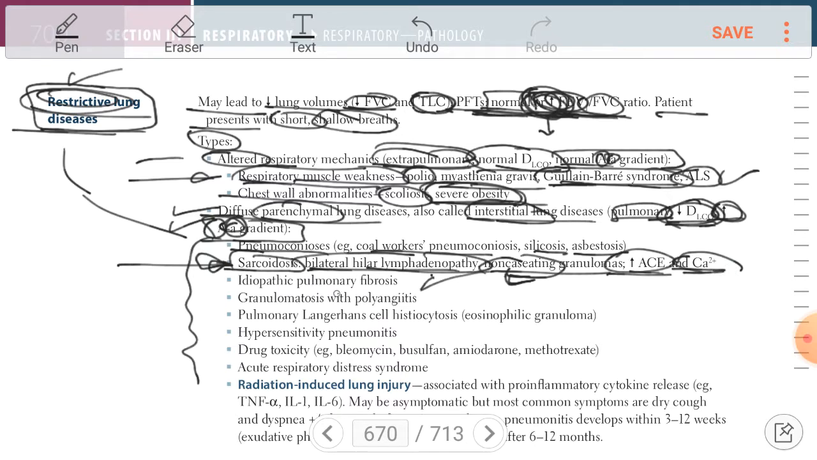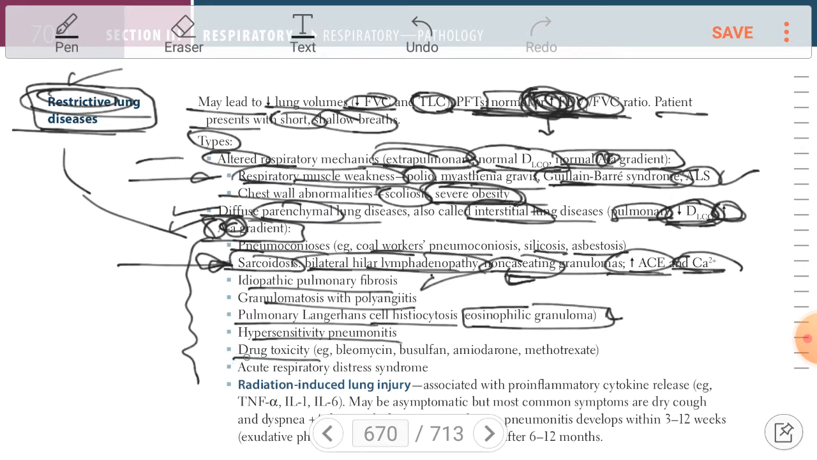What else causes restrictive lung disease? Idiopathic pulmonary fibrosis, granulomatosis with polyangiitis, then pulmonary Langerhans cell histiocytosis, which is called eosinophilic granuloma. Then the next one, hypersensitivity pneumonitis, so important, we will speak about it.